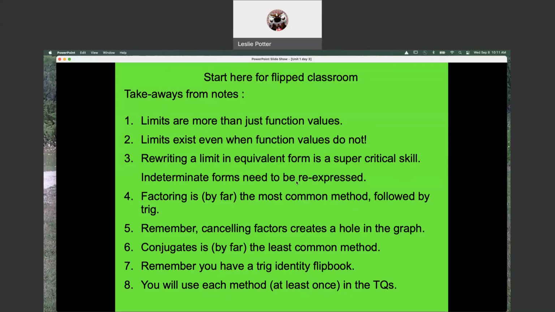So those are the go-to strategies. The first thing we do is plug in and get numbers. When we get 0 over 0, we know we're in one of those 3 buckets. Okay? And your topic questions tonight will have you do each one of those methods once.